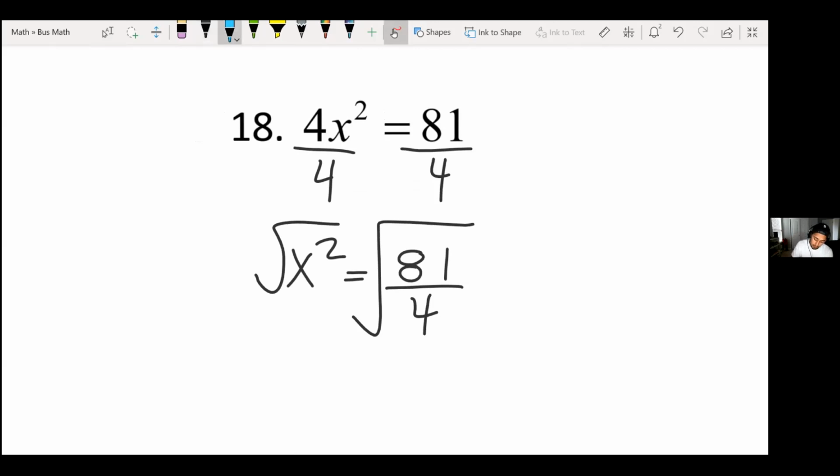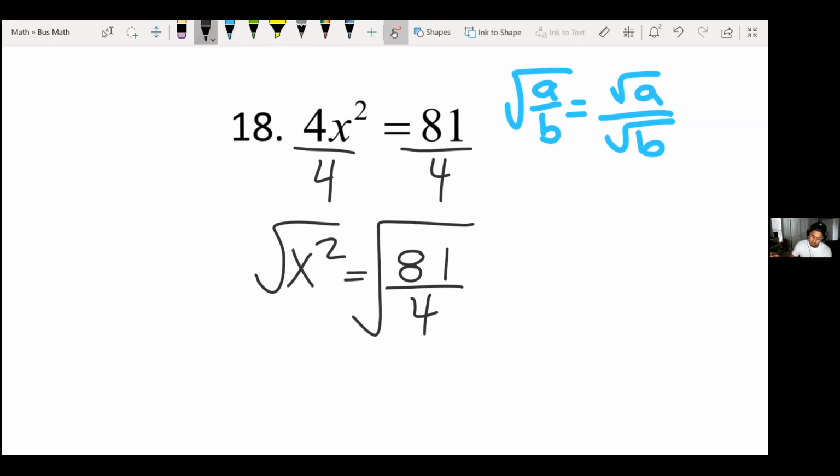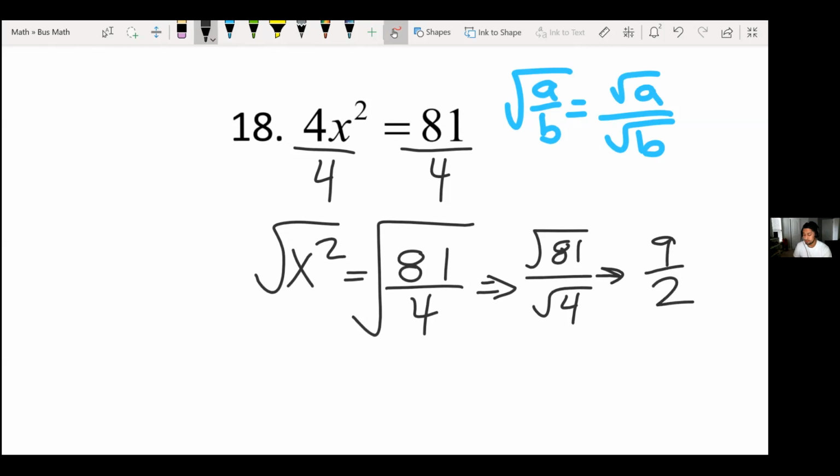Now, if you remember your square root properties, if I have the square root of a over b, I can make it the square root of a over the square root of b. So that's what we're going to do down here. So this becomes square root 81 over the square root of 4. And that becomes, since those are perfect squares, 9 halves. X equals plus or minus 9 halves.